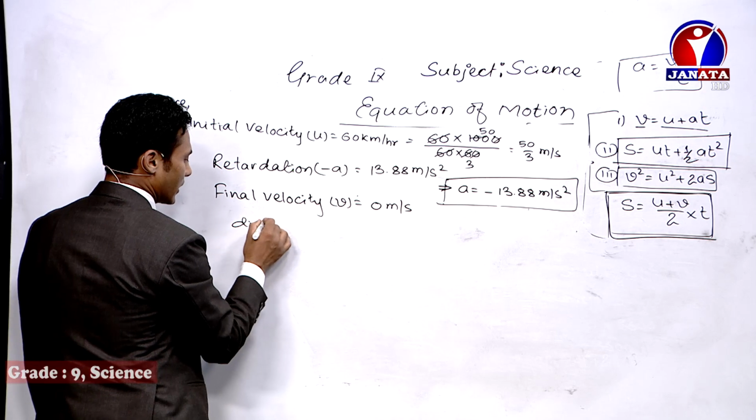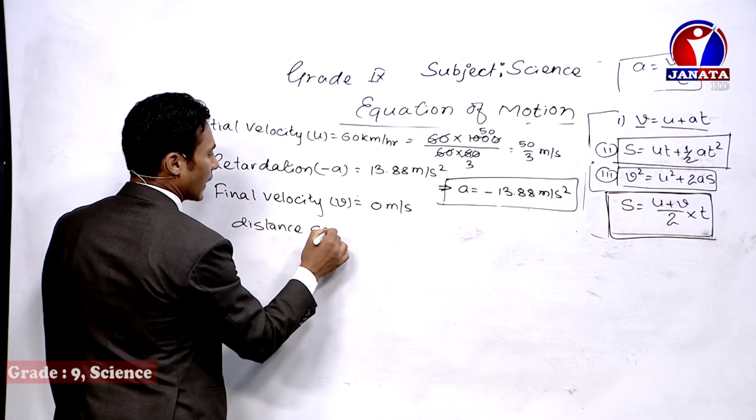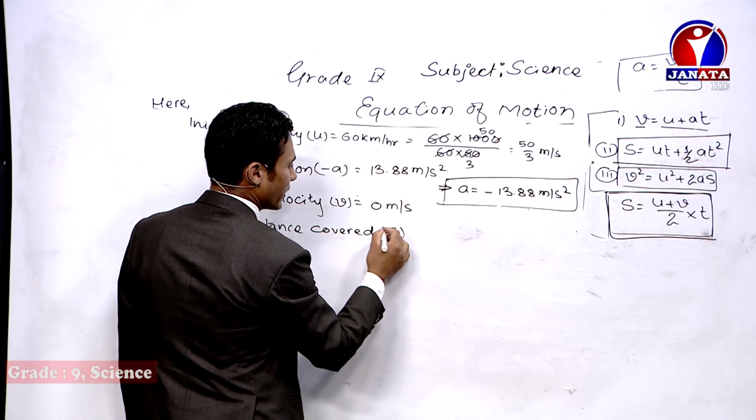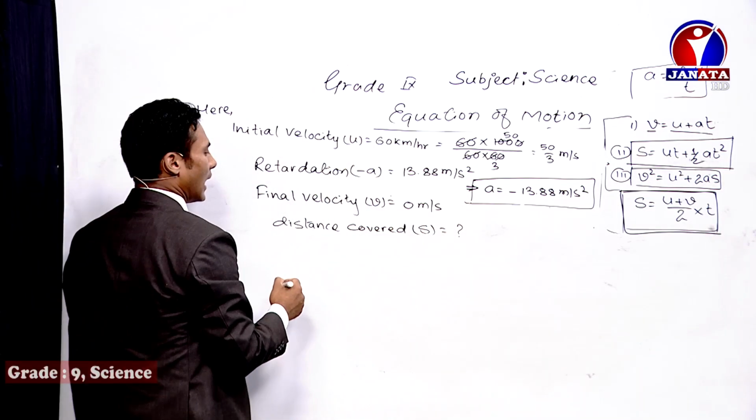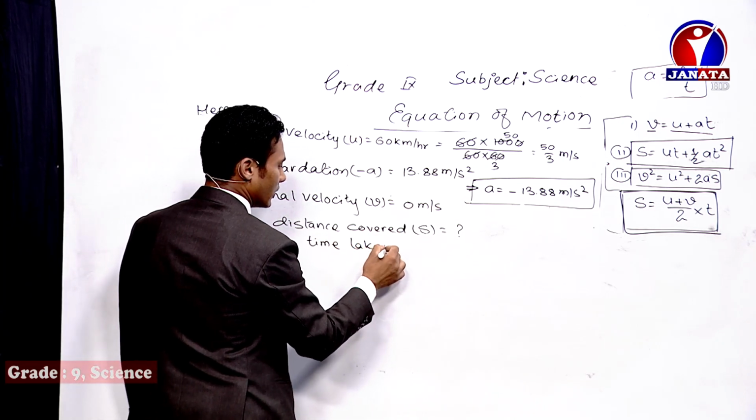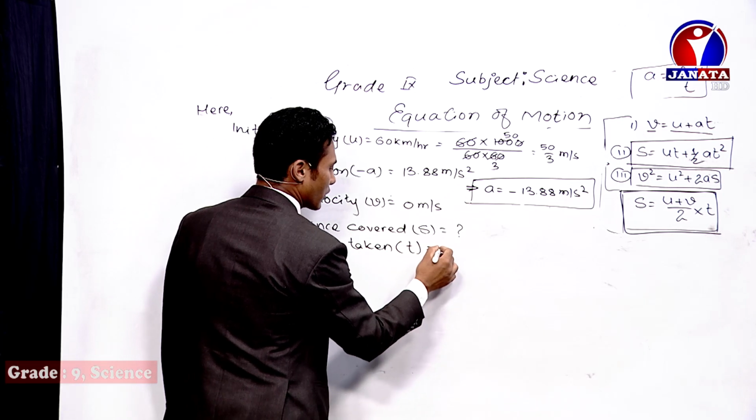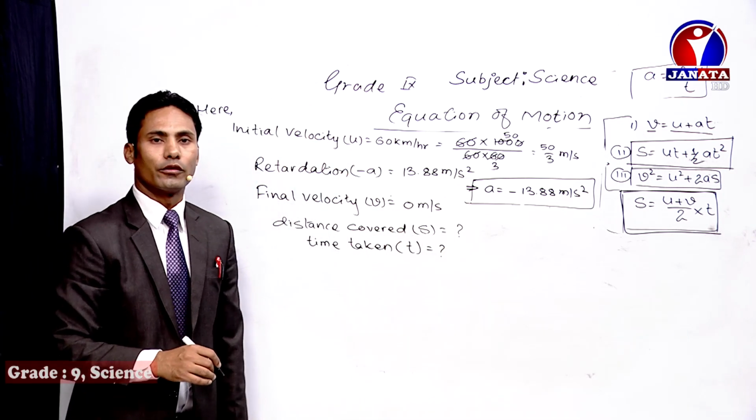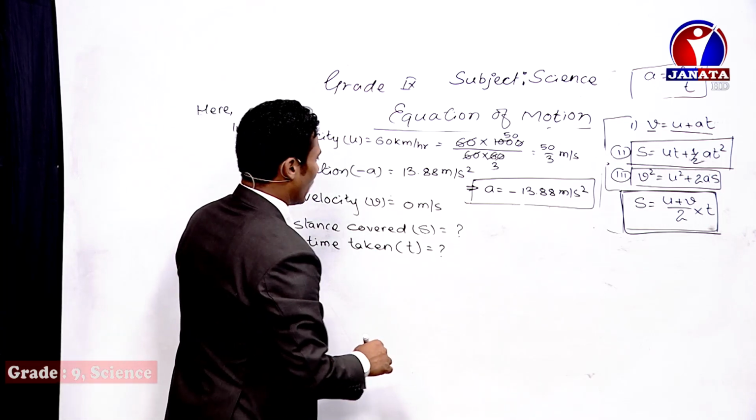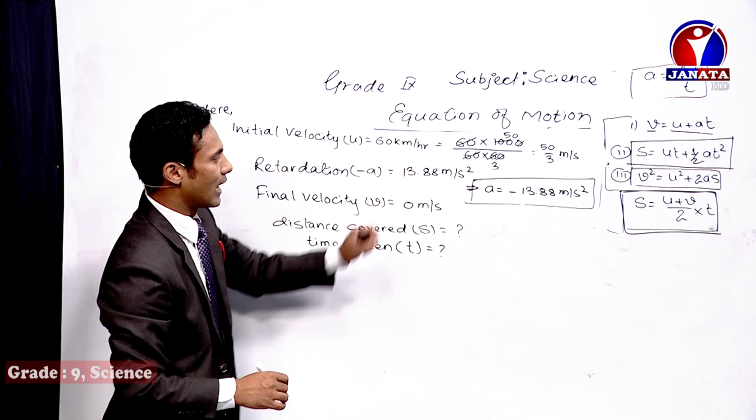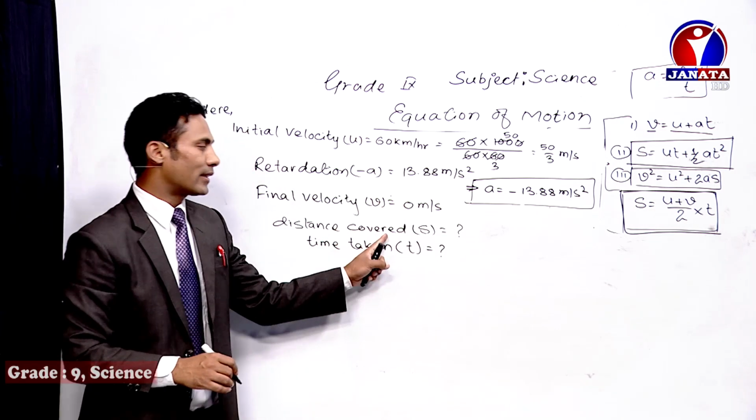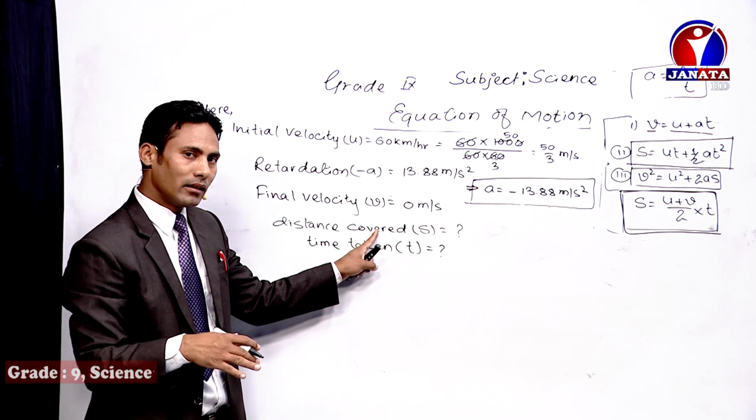So distance covered, what is the symbol? It's S equals to what? And similarly, time taken. Symbol is T equals to what? So we need to find the distance covered and the time taken. So how to calculate this? Let's see. All the units, they are in SI system of unit, I have converted, right? So for finding this distance covered, I have already said which one will be suitable.